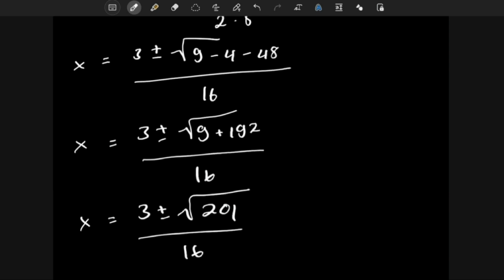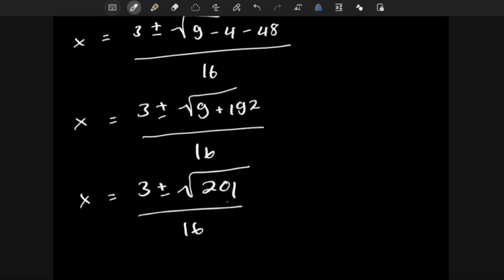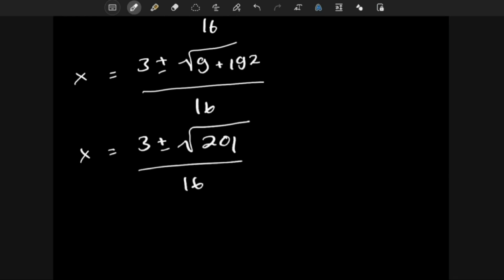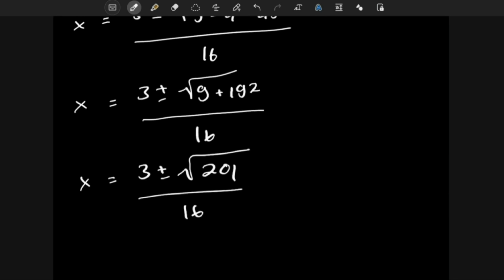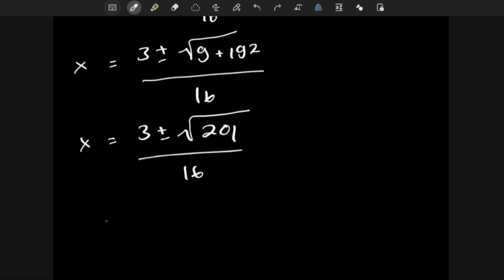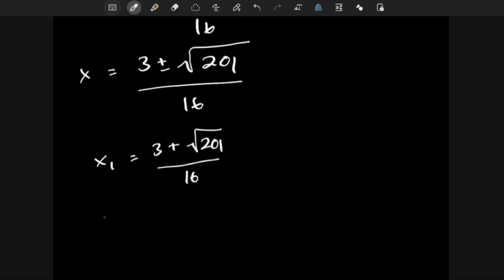And this is the final answer. Now you could put this 201 into a calculator and calculate it that way. Or you could also simplify it by simplifying this symbol. What this means is plus or minus. So you could write x1 equals 3 plus 201 over 16, or x2 equals 3 minus 201 over 16.